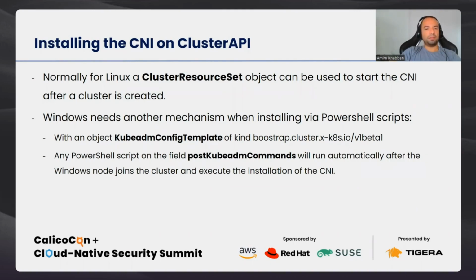On Windows, if you're using PowerShell, we need another mechanism to do this installation. The first step is to use the object kubeadm config template for a cluster and change the post kubeadm commands to point to your own CNI installation scripts. What this command does is to run the CNI installation after your node joins the cluster. So as soon as it joins, you can install the CNI automatically on each new node that's created that is using this config template set here in the object.